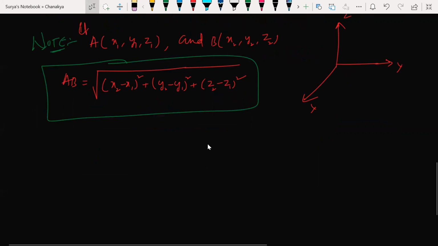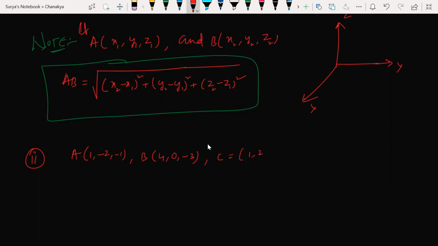Now just look into the question. Let's have a look at the question which you gave to me. So A and B. Point A given: 1 comma minus 2 comma minus 1. Point B given: 4 comma 0 comma minus 3. Point C given. Find the distance between AB and CD. He's asking us to find AB and CD.